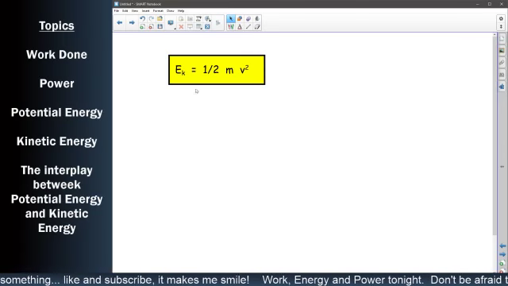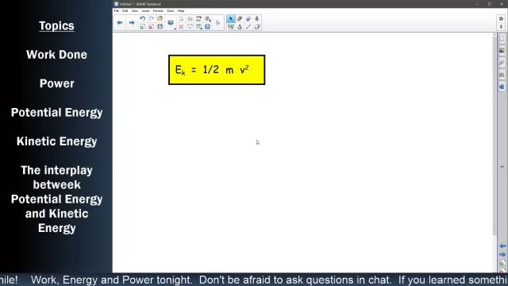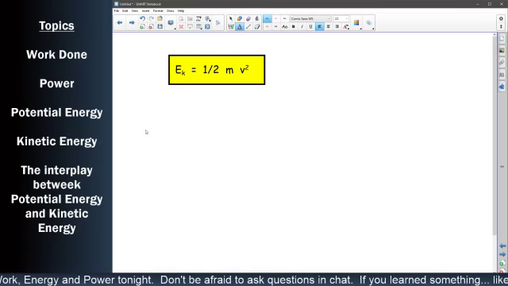This then tells you that the energy that I have in the kinetic form is equal to 0.5 multiplied by the mass multiplied by the velocity squared. And it's just the velocity that's squared. That's critical. It's not the whole thing, just v squared. So quick example on that one.